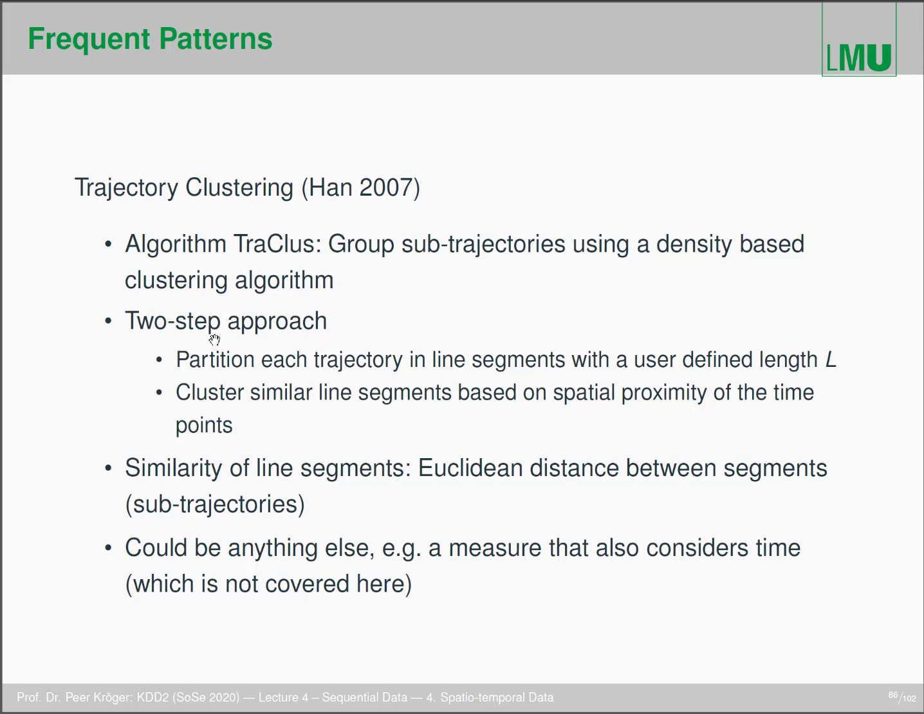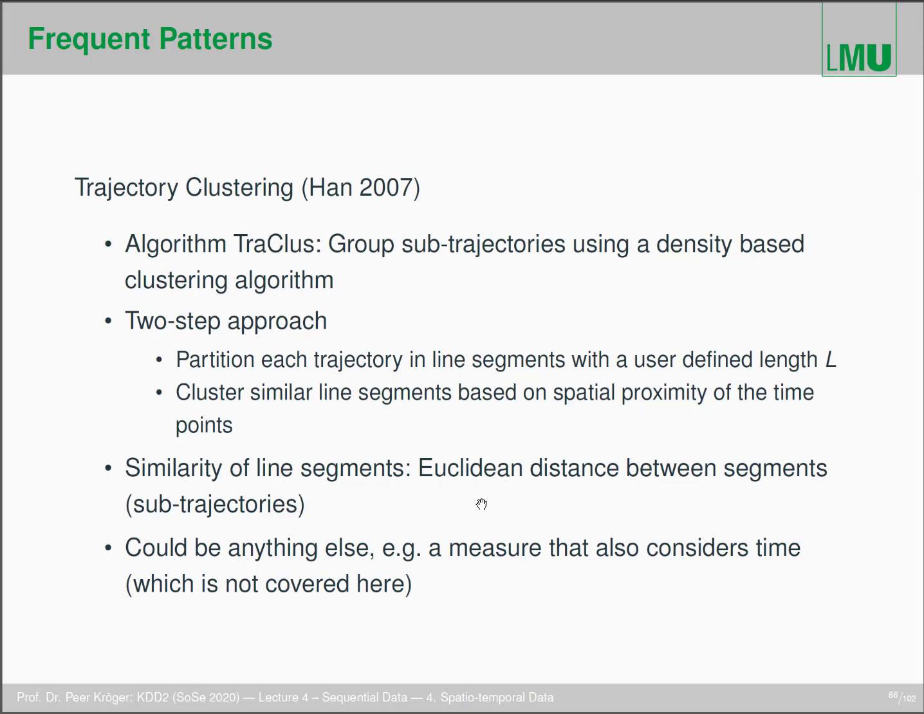And the whole thing is a two-step approach. So each trajectory is first partitioned into line segments with a user-defined length. This is a parameter. And then those line segments are clustered into groups of similar line segments based on spatial proximity of the time slots, actually, of the time points. So the similarity of line segments is typically based on Euclidean distance between the segments, but it could be anything else, of course, here.